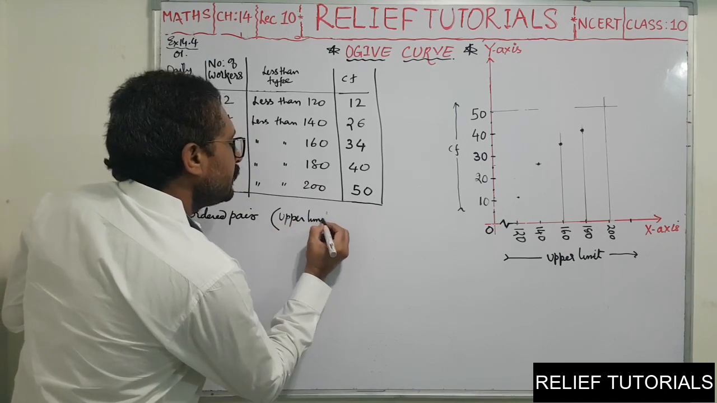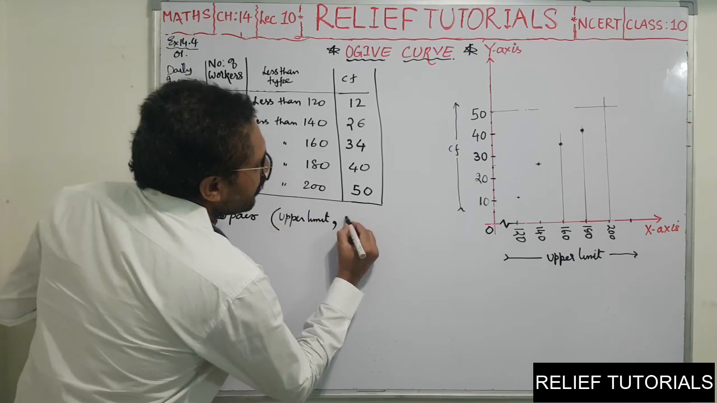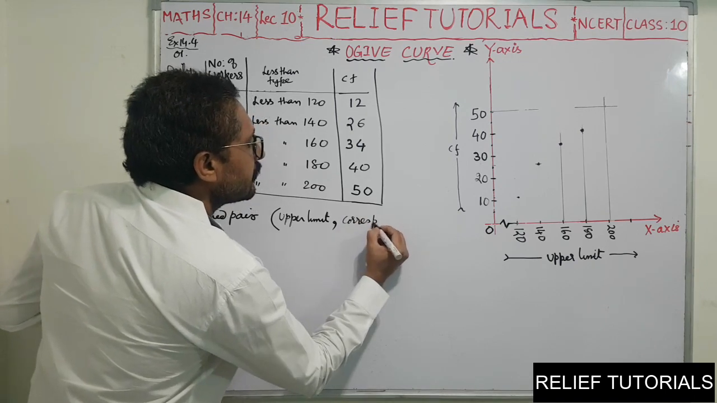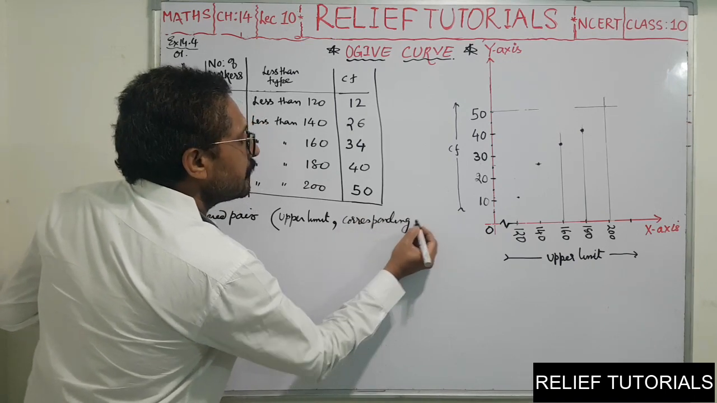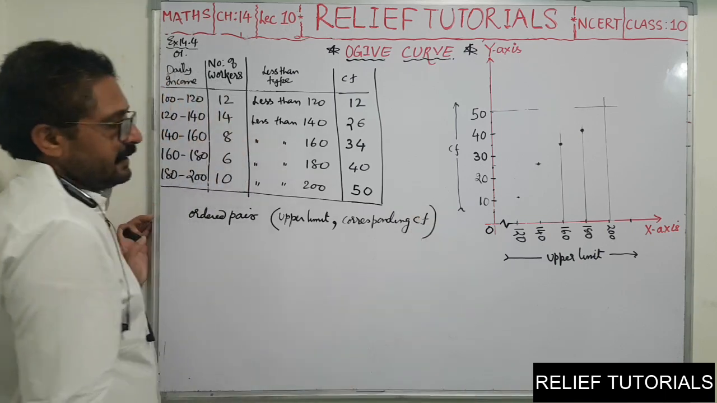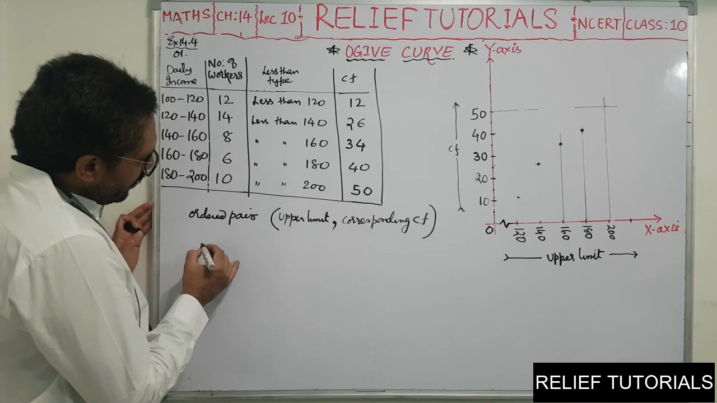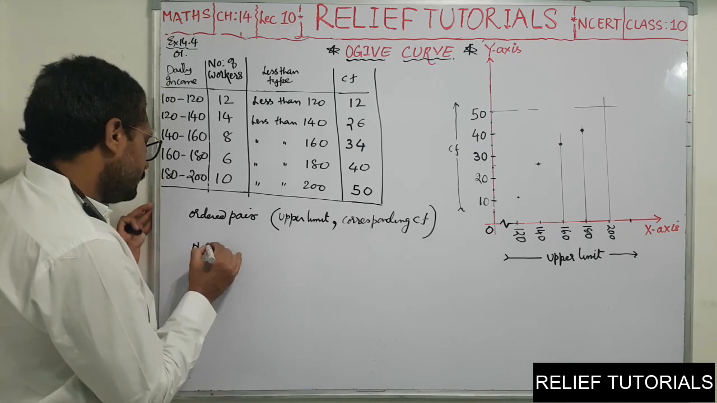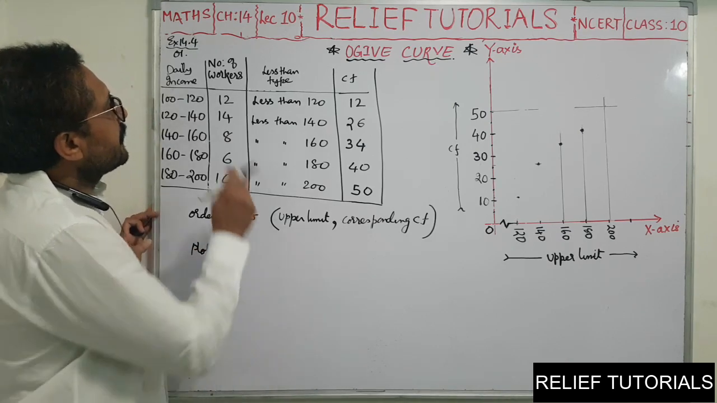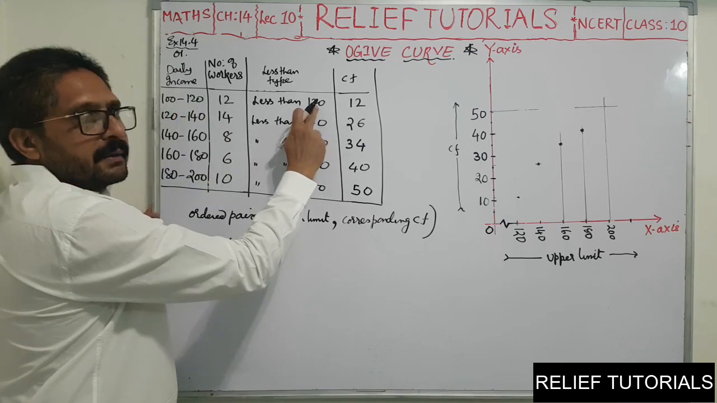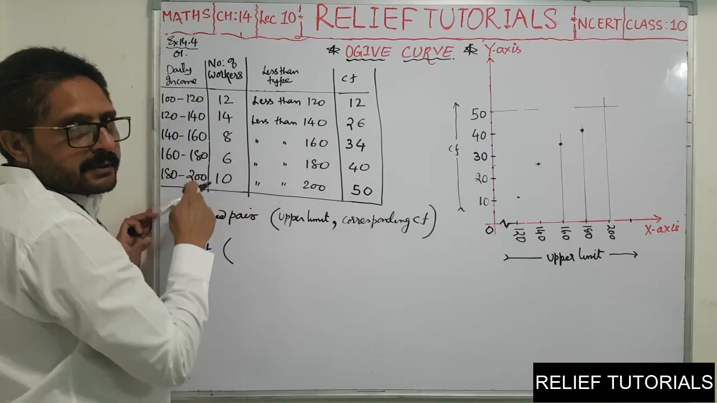Upper limit, comma, corresponding cumulative frequency. This is our ordered pair. So now, to plot, what do we have to plot? See, upper limit. So upper limit is here 120. This is upper limit. All these are upper limits of the respective class intervals.